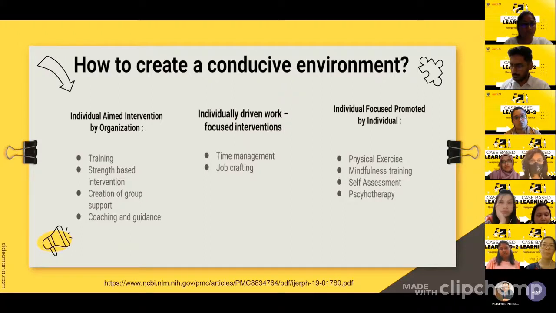The next, we will talk about organizational pressure. I will pass over to my colleague, Suvarna. Over to you, Suvarna. Thank you, Dr. Dorothy.